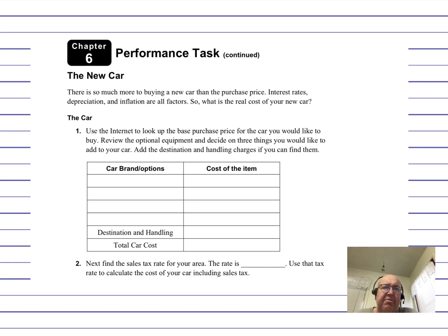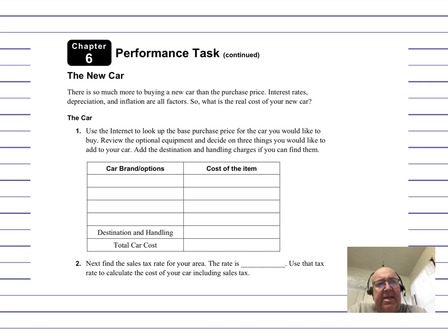So the chapter 6 performance task dealing with exponents and exponential functions is one in which you're tasked with finding a new car you would like to purchase. Again, a new car. Don't use used car prices. It instructs you to go to the internet to look up a base purchase price for a car, then add three types of optional equipment you would like, and then add the destination handling cost to find the total cost of a car.